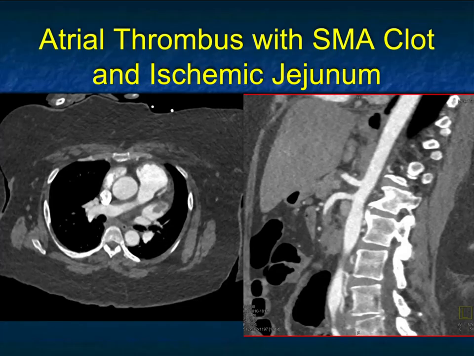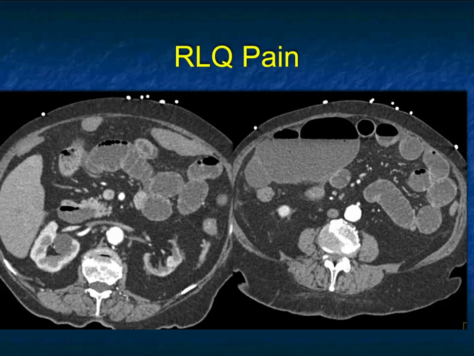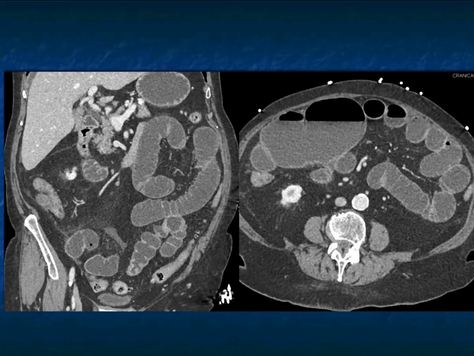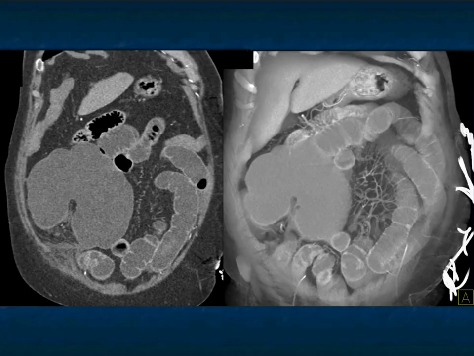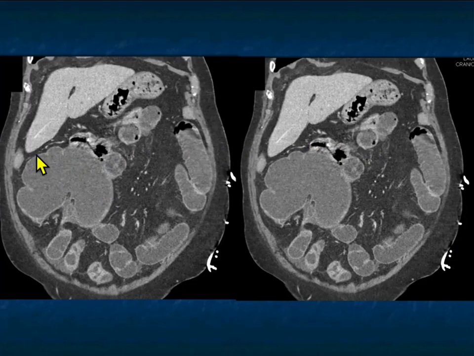So a beautiful example of atrial thrombus with embolization with clot in the SMA and ischemic jejunum. Just a really nice case. And here's another case, with right lower quadrant pain and dilated small bowel loops. That's easy. We keep tracking this downward. We see the bowel enhancement, but you see this big tubular structure in the right lower quadrant. Here it is really nicely shown.